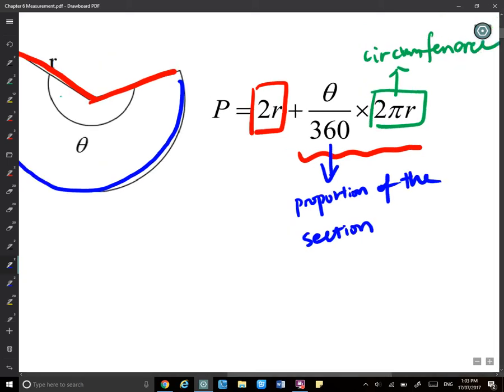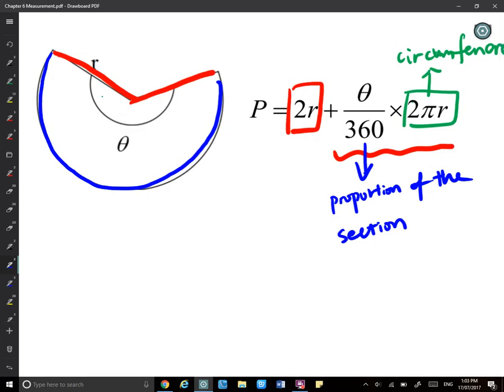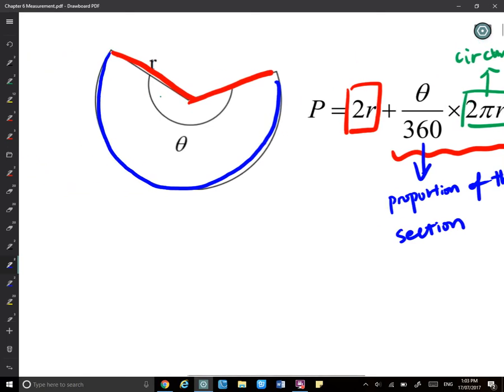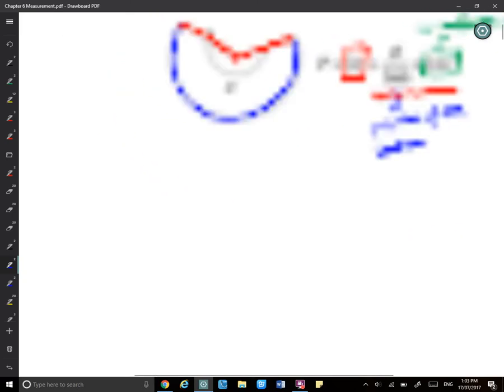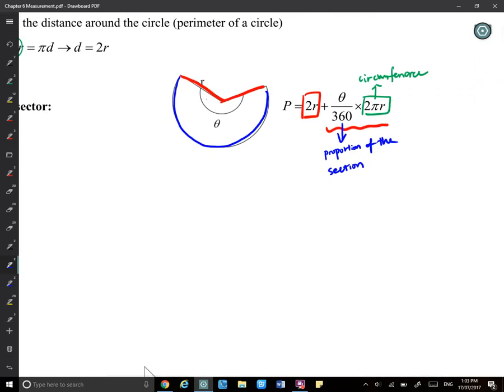Is it 3/4 of the circle or 2/5 of the circle or 3/8 of the circle? It's talking about what's the proportion of the sector compared to the whole circle. And times the full circumference, it gives you the partial blue curve. And you add the 2r, that will give you the whole perimeter, the whole length. So that is the perimeter of a sector.